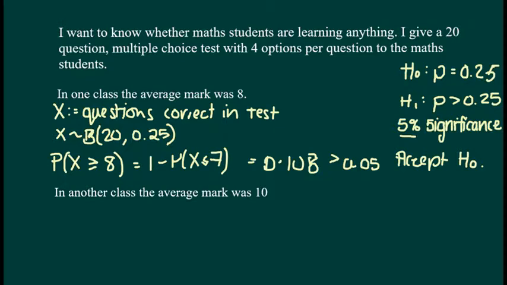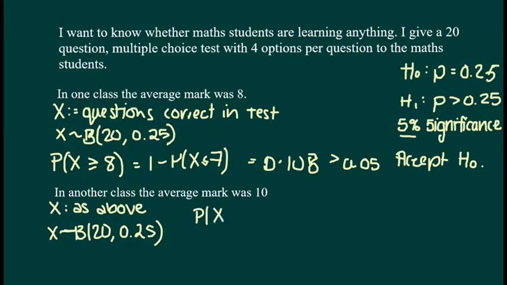In another class, the average mark is 10. Okay, well, let's have a look at that one then. So we'll still keep the same x, as above. So it's the probability of getting questions correct. And I've still got the same binomial, still the same problem, and I'm still for now assuming that you may as well be guessing. There's a 1 in 4 chance of getting a question correct. But this time I'm asking about 10.